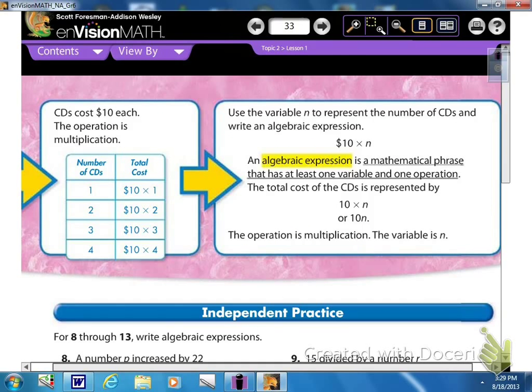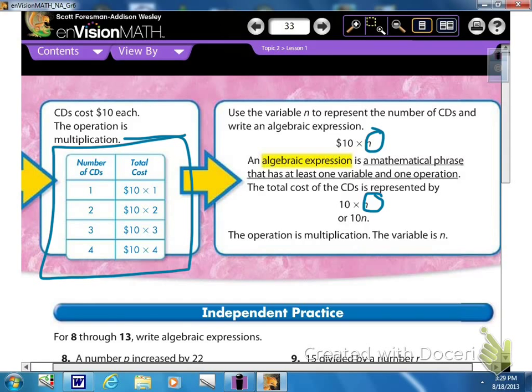So in Donnie's case, trying to figure out how we can show the total cost of the CDs, what does n represent? Why do we have n in there? Why is it 10 times n? What does n stand for? If you look over here at this table, n stands for, right here, n, the number of CDs.